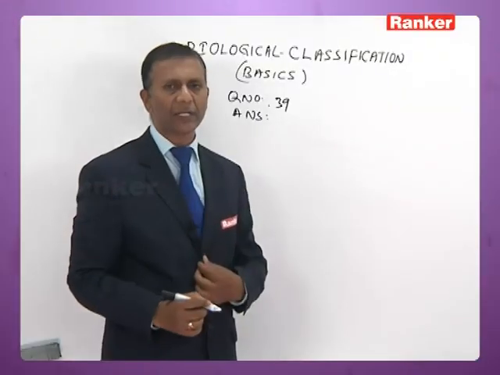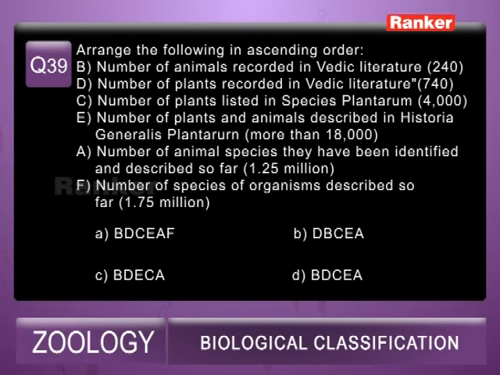Now 39th question here. Arrange the following in ascending order. B, number of animals recorded in Vedic literature, 240. D, number of plants recorded in Vedic literature, 740. C, number of plants listed in Species Plantarum, 4000. E, number of plants and animals described in Historia Generalis Plantarum, more than 18,000. A, number of animal species that have been studied, identified and described so far, 1.25 million. F, number of species of organisms described so far, 1.75 million.